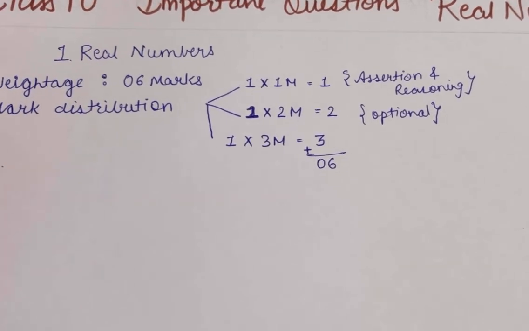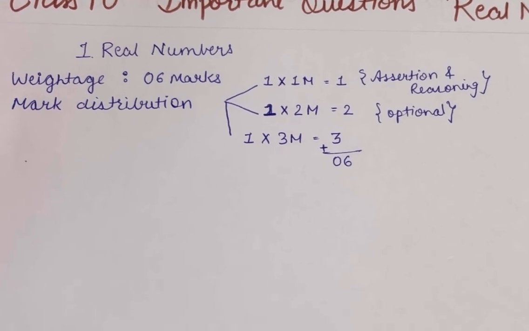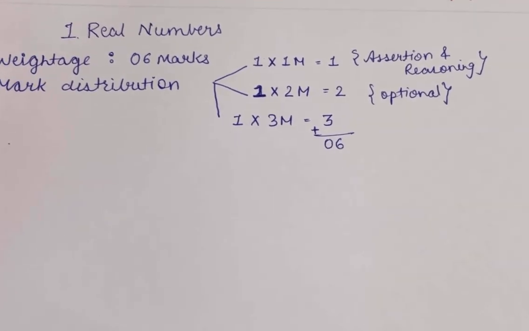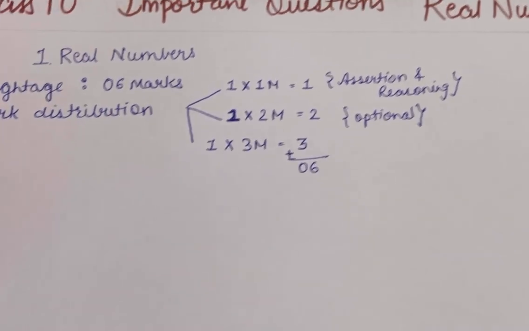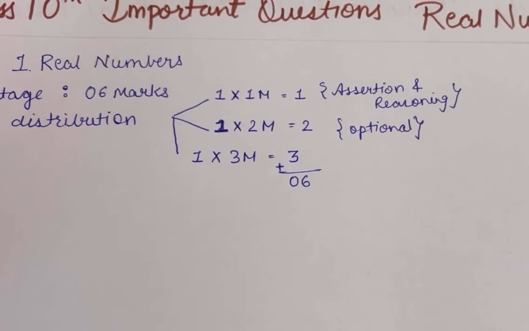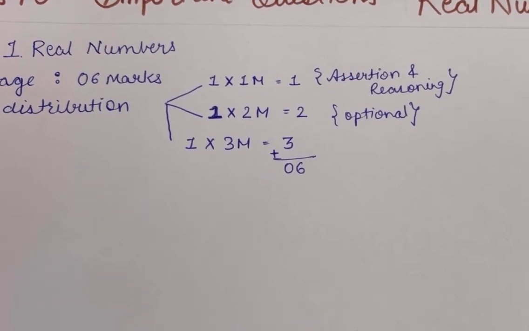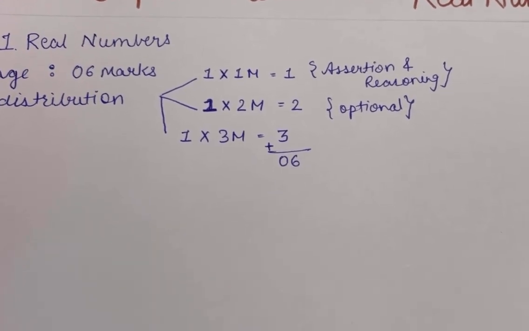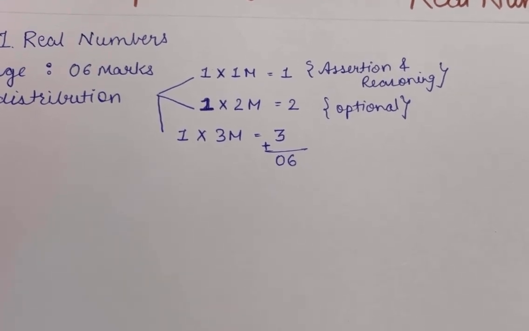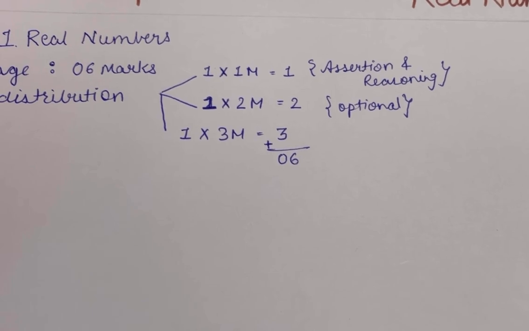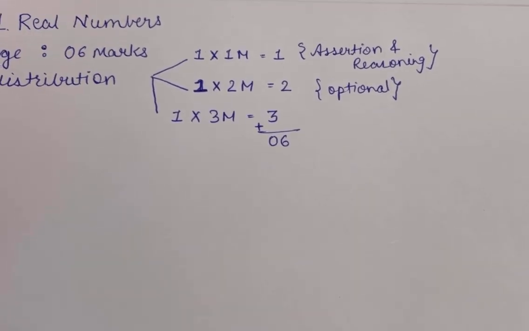So first of all, let me give you a brief weightage or marks distribution for this chapter. This chapter is of total 6 marks in your board examination. So these 6 marks are distributed. This marks distribution is as per the sample paper released by CBSE. So out of these 6 marks, you will have a 1 mark question as an assertion and reasoning question.